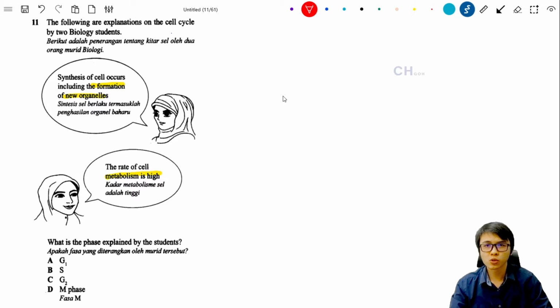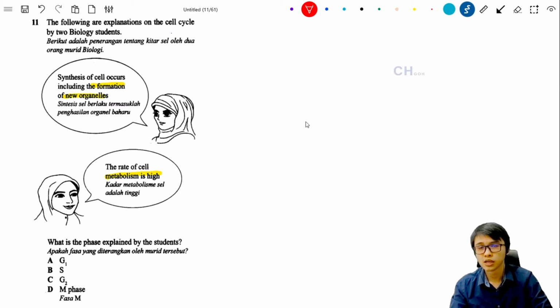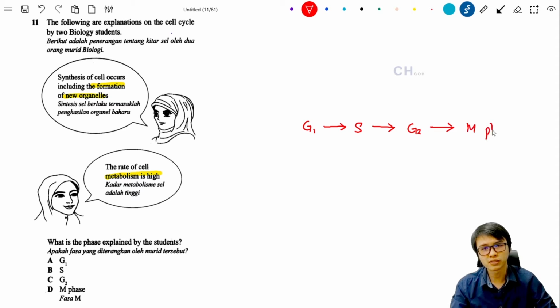Now, to explain this question, we must put all the phases in the cell cycle in sequence. So let's say we have the G1. G1 is the first phase of the cell cycle, continue with S, continue with G2 phase, and continue with M phase. Now, G1 phase is so-called the growth phase. In this phase, they will start to form organelles, for example, mitochondrion and the endoplasmic reticulum.